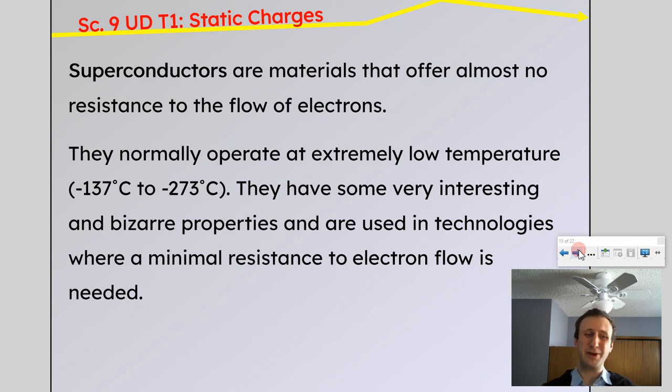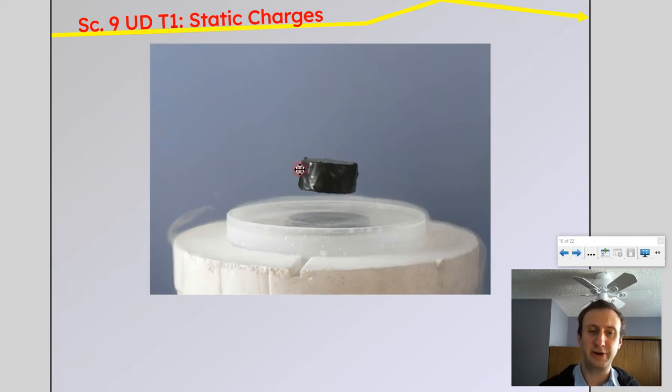This technology is getting better all the time. I'm sure there are some superconductors that can operate at much higher temperatures now. It's a huge area of research and science and fascinating stuff. But still, good to know that superconductors need very cold conditions. They have some very interesting and bizarre properties and are used in technologies where minimal resistance to electron flow is needed. This is a picture of a floating superconductor. Crazy stuff. Again, videos.